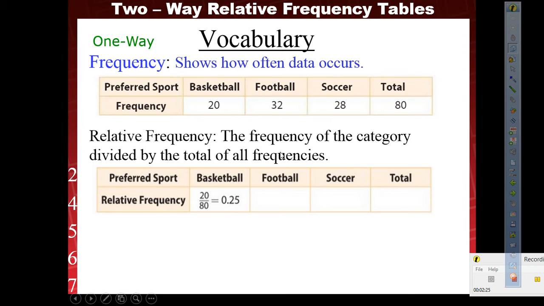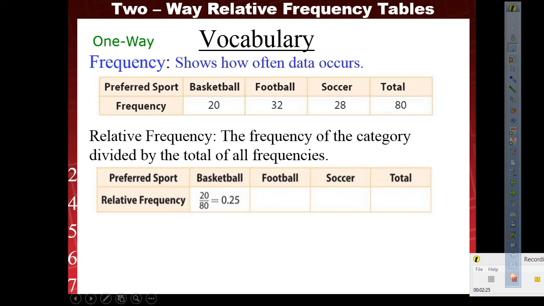Okay, so what I want you to do on your paper: copy example 1 and write one-way relative frequency. Then you're going to copy first the frequency table, which is this one. Write preferred sport: basketball, football, soccer, total, and then for the second row, frequency with these amounts. And then from there, I want you to copy this table with blanks so you can fill in the rest of the information. Yes?